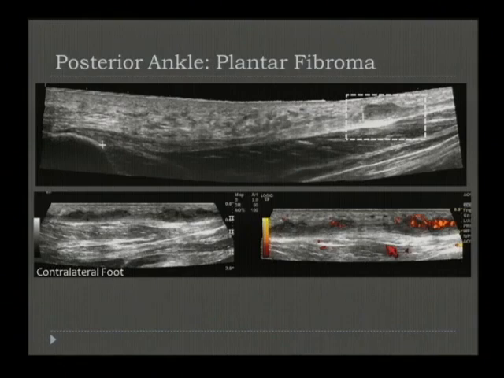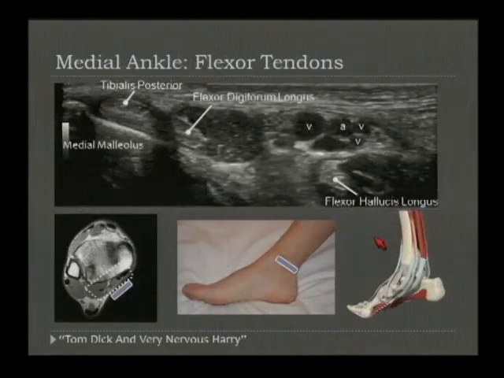Typically, these are treated conservatively. It's an easy diagnosis to make on ultrasound. We'll move our attention now to the medial ankle. You can either place the patient in a decubitus position or you can put them in the frog leg lateral.